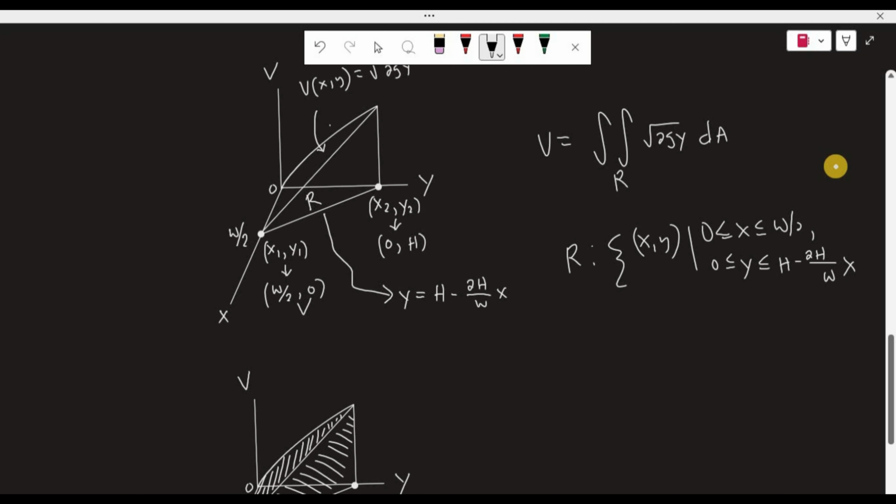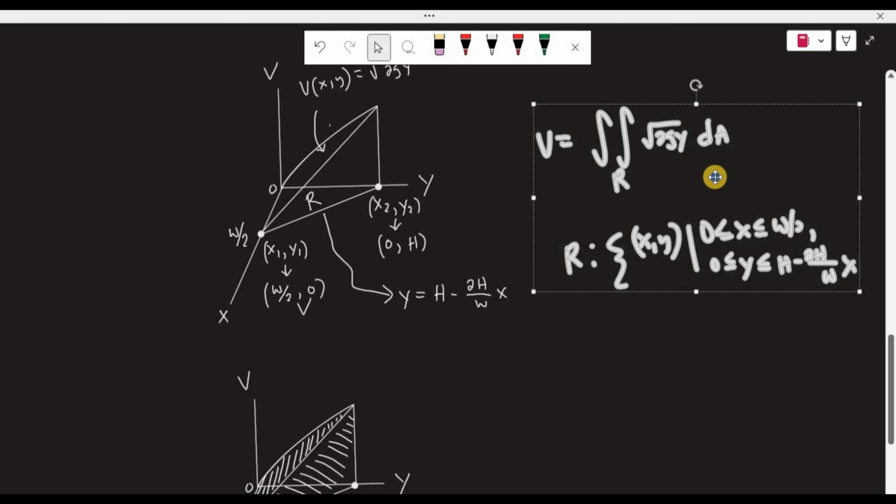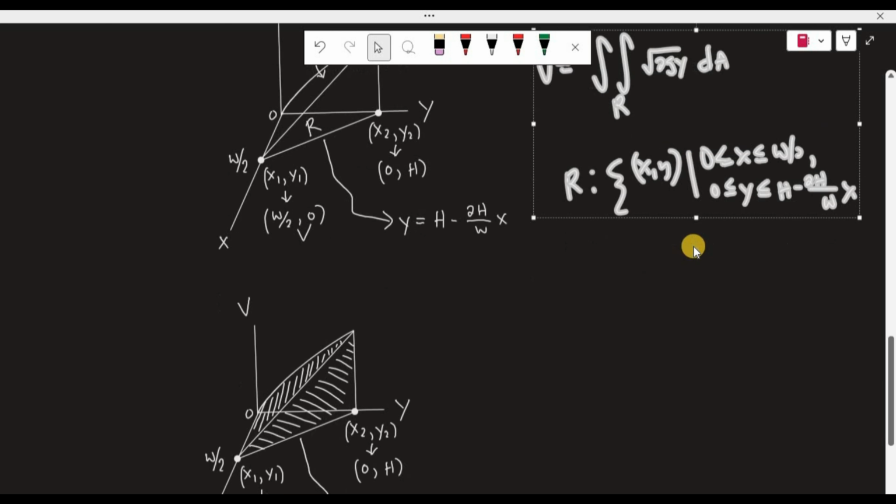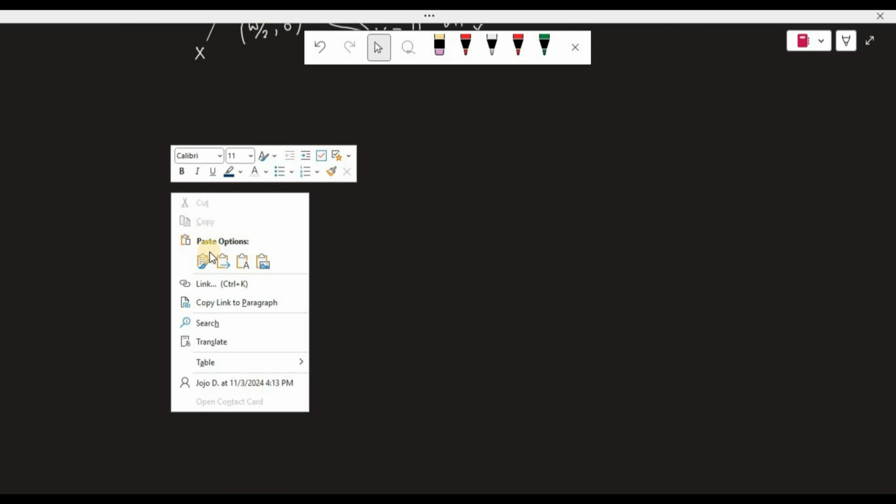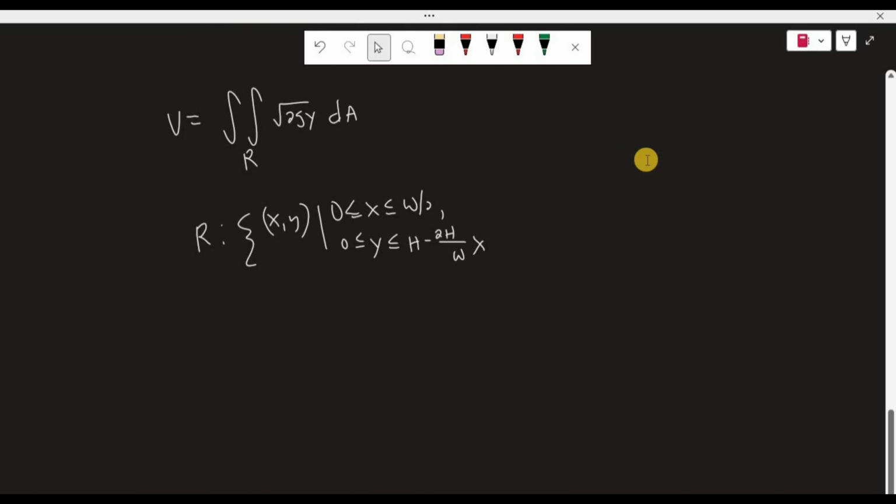Okay, now since we have already defined our region, we can now plug in the limits of integration for this double integral. Let me copy this equation first. So now the volume is equal to the double integral of the square root of 2gy.